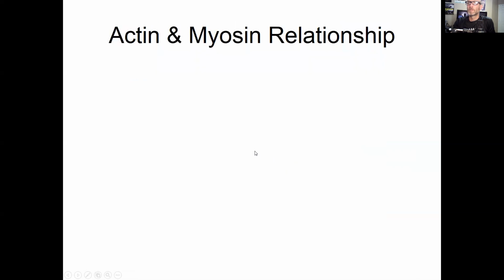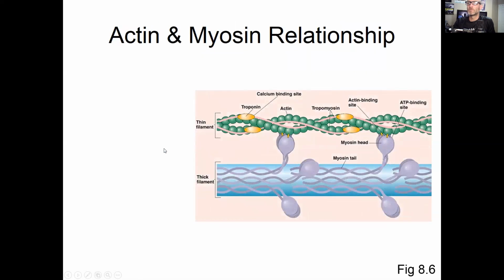Okay. All right, so let's look at this a little bit more detailed. Here's the thick filament. These are a bunch of myosin proteins. And this is called the myosin filament in total. This is a myosin protein. Here's the myosin head, myosin tail. And they're all linked together to form the myosin filament or the thick filament.